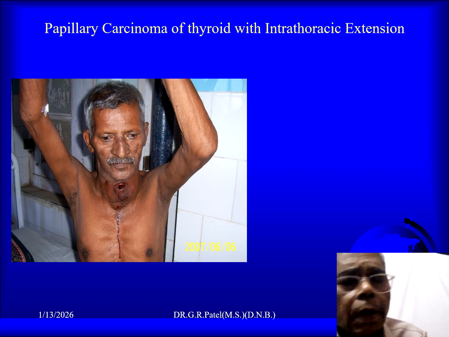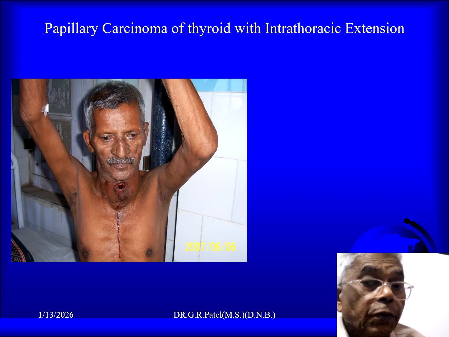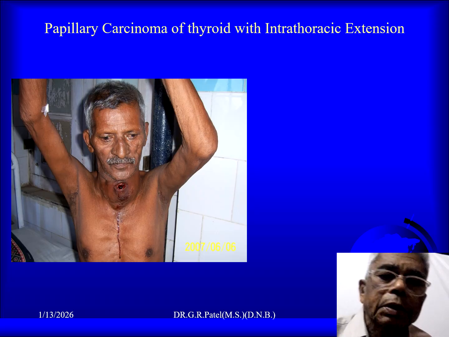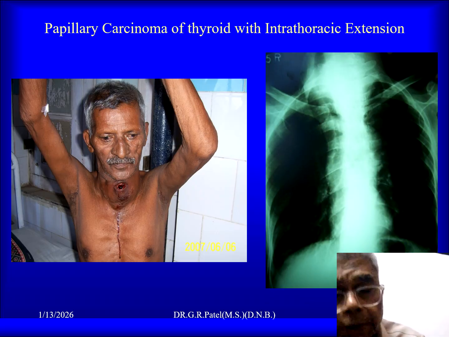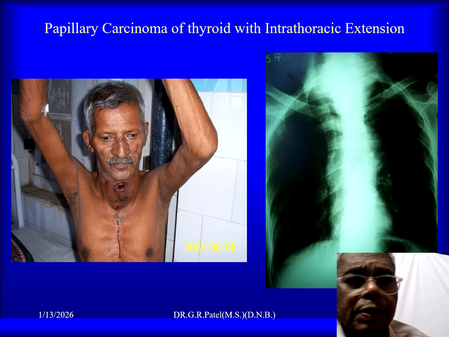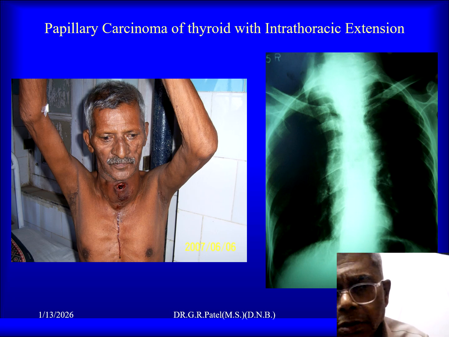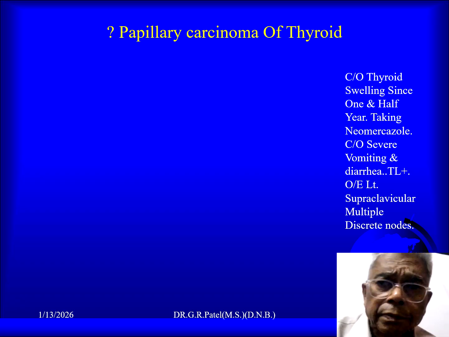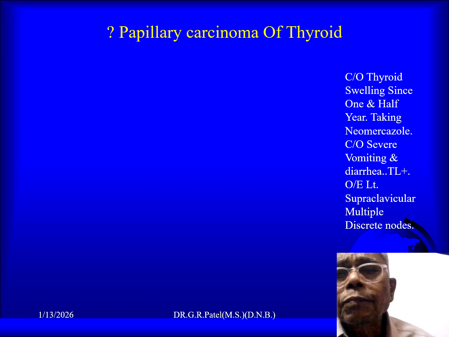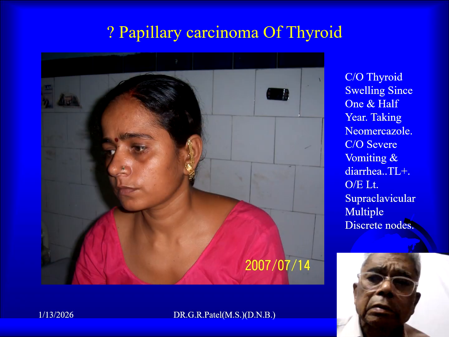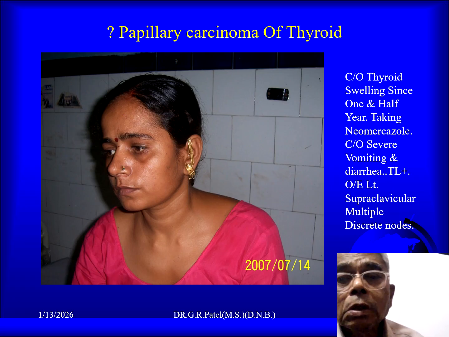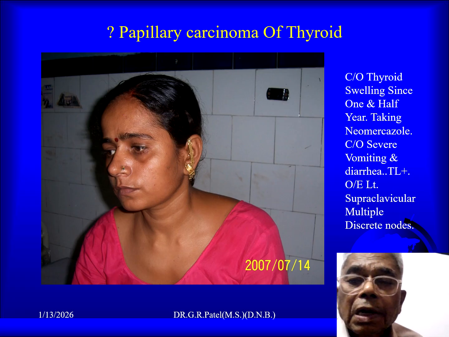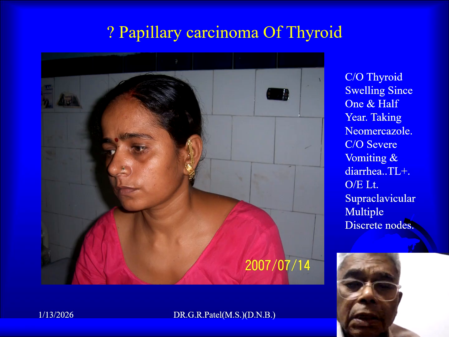So the cervical sympathetic ganglion is not involved. Papillary carcinoma of the thyroid with intrathoracic extension. Patient presented in inoperable state. Papillary carcinoma thyroid with intrathoracic extension. Complaint of thyroid swelling. This lady, since 1.5 years taking neomercazole, complaint of severe vomiting and diarrhea. Tubal ligation has been done.